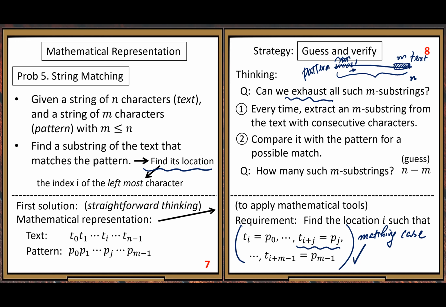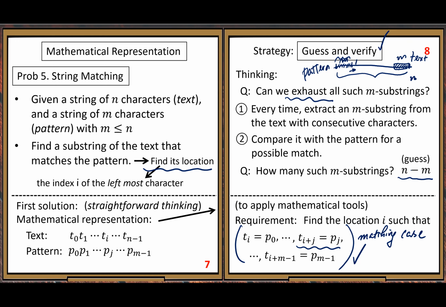Here, guess first. An obvious guess is N minus M, based on our intuition. But your guess may not be correct, so you need to verify it. Many times it's not correct, and we need to fix it. How do we verify it?